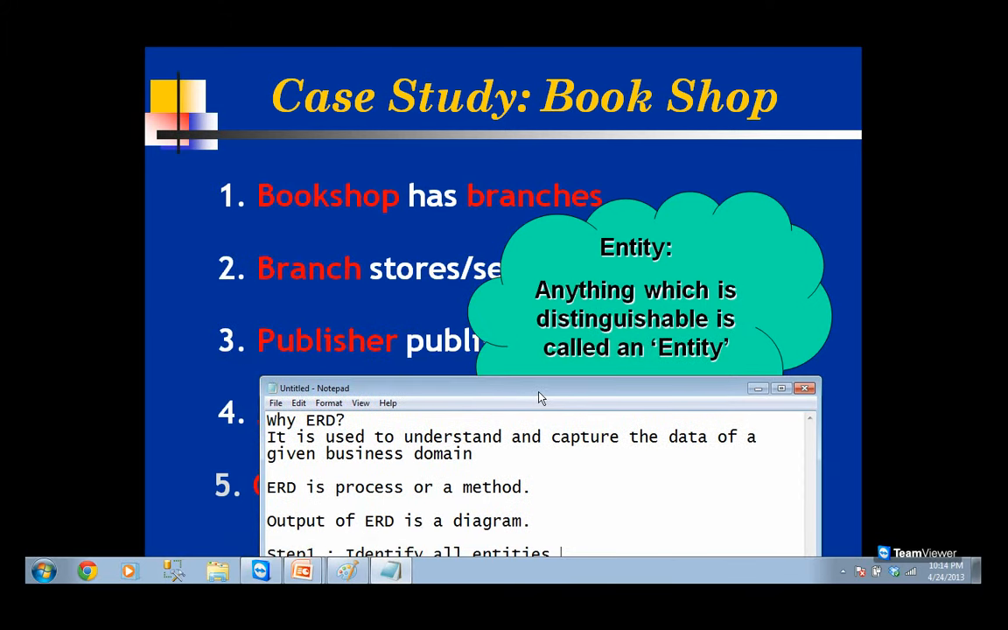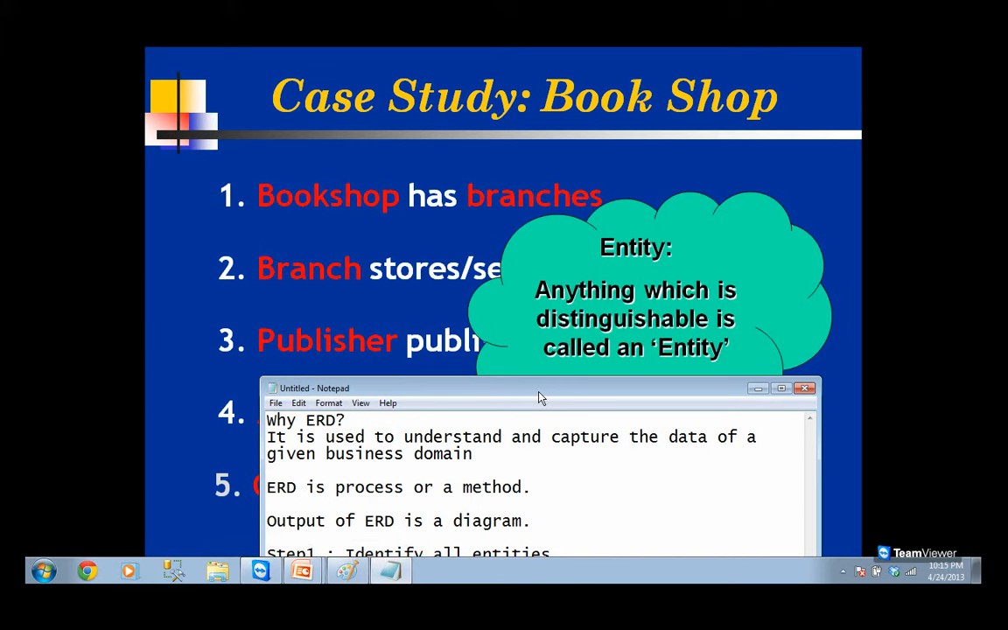Okay, for example, I have a pen, I have a marker. The pen is different than the marker. Hence, pen is an entity, marker is an entity. Student is a separate entity, faculty is another entity. Patient is one entity, doctor is another entity, because patient is different than the doctor. Computer is different than the TV. So TV is an entity, computer is another entity. Male is different than the female, so male is an entity, female is another entity. Like that, you can see lots and lots of entities in this world.